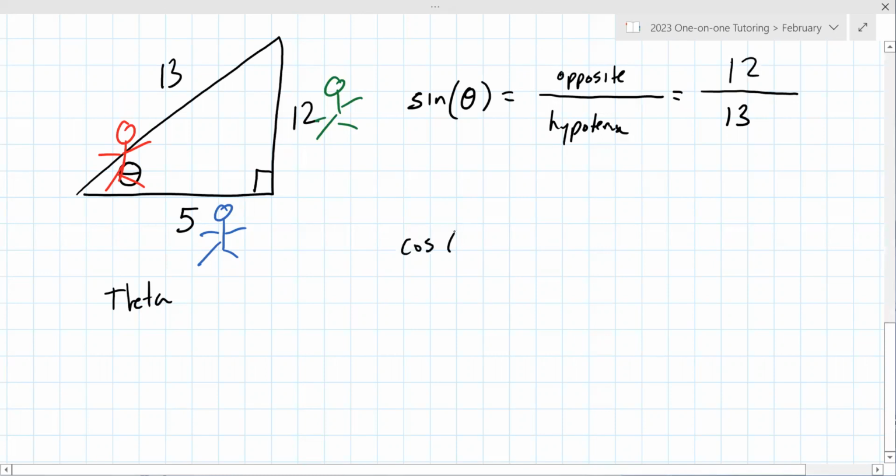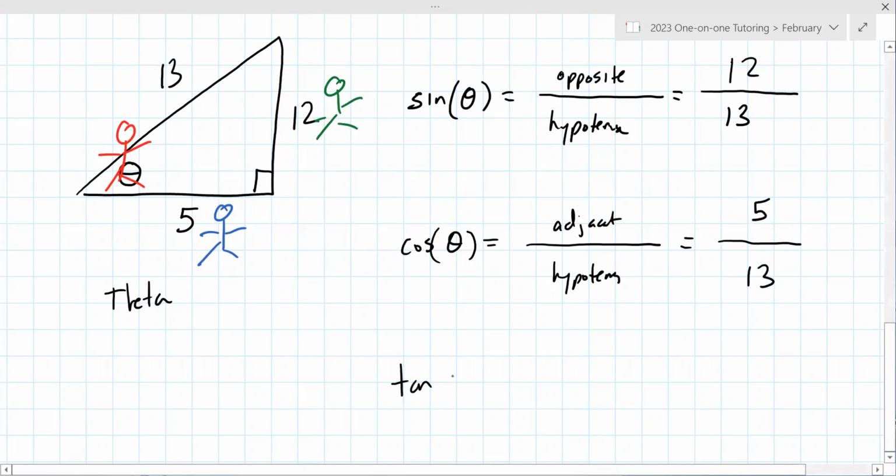Let's try the cosine of theta. What word goes in the numerator? The adjacent. Over what goes in the bottom? Over hypotenuse. Very good. What numbers go in the fraction on the right, please? Adjacent is 5 and hypotenuse is 13.